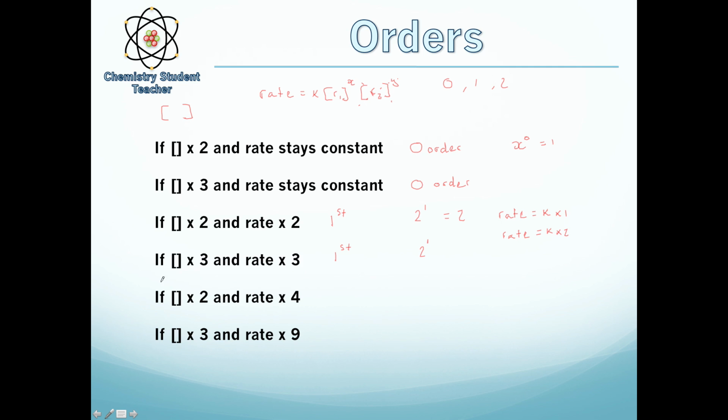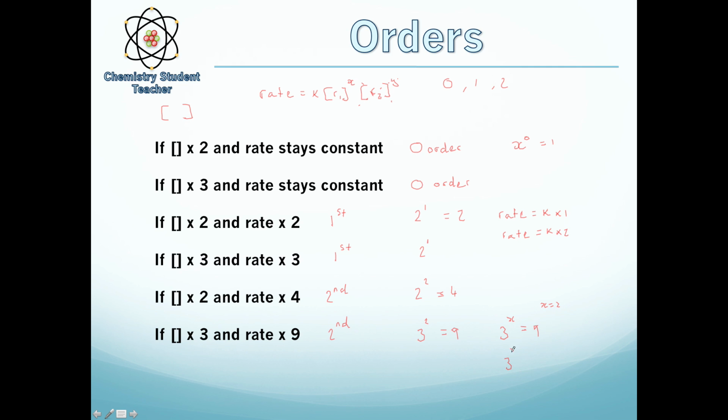Now if the concentration doubles and the rate quadruples, this indicates it's second order. That's because when you double it and it's second order, it's equivalent of 2 squared, which is 4. And if the concentration times by 3 and the rate increases by 9, then that's also second order, because we've increased the concentration by 3, but because it's squared, it's made 9. So we can always do something, say 3 to the power of x equals 9, and x would have to equal 2, meaning it's second order.